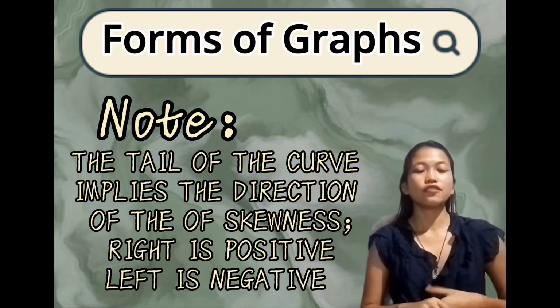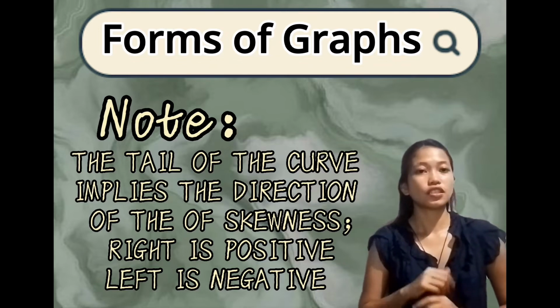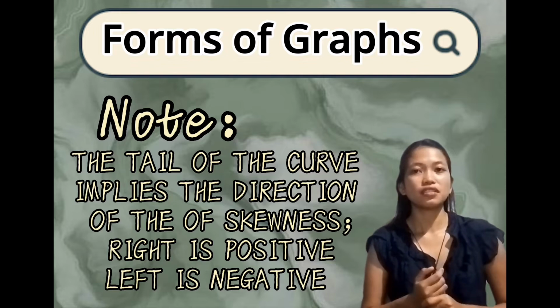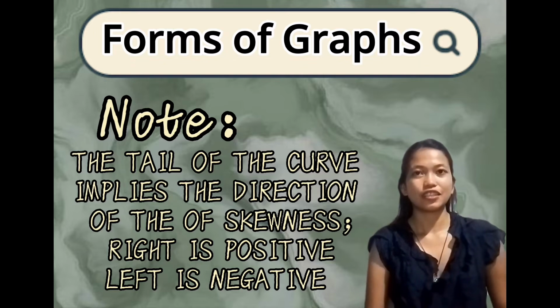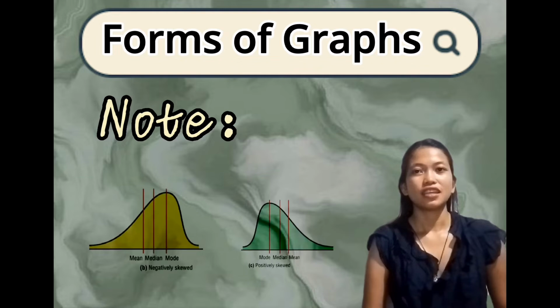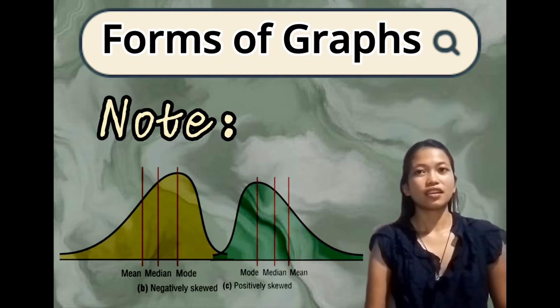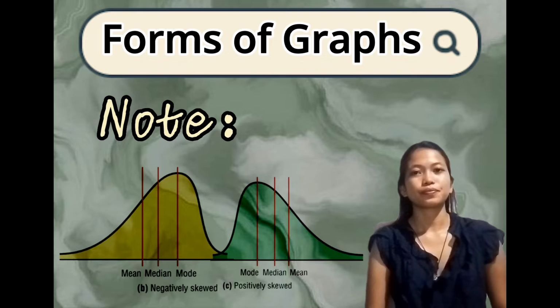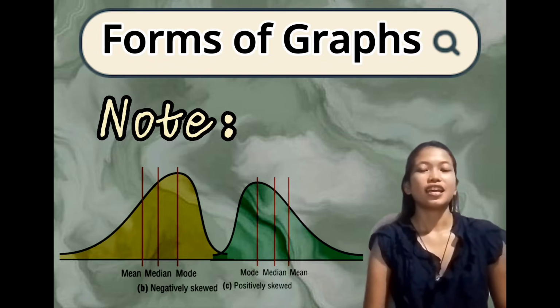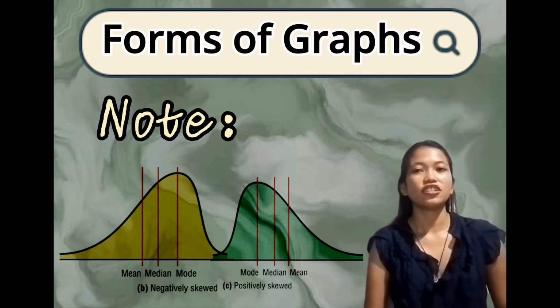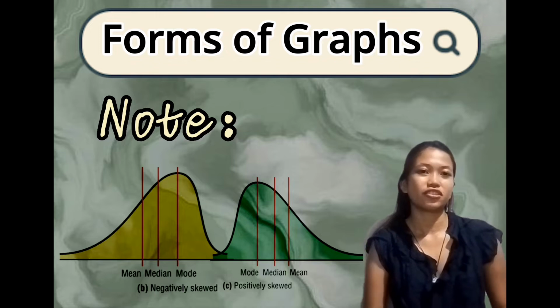Note that the tail of the curve indicates the direction of the skewness. Right is positive and left is negative. So let's see the graph again. This one on the left shows a negatively or left skewed distribution because its tail is on the left, and this one on the other side is a positively skewed distribution because the tail is on the right.